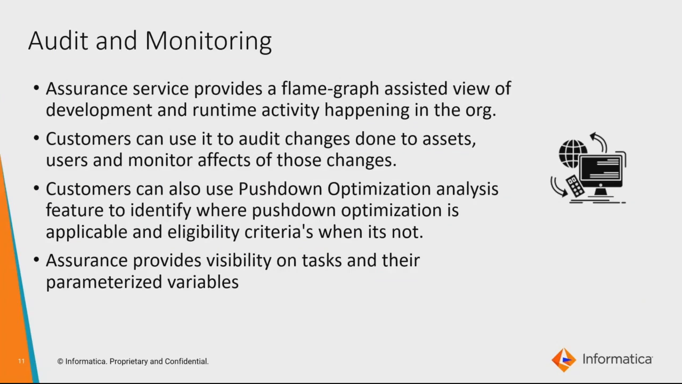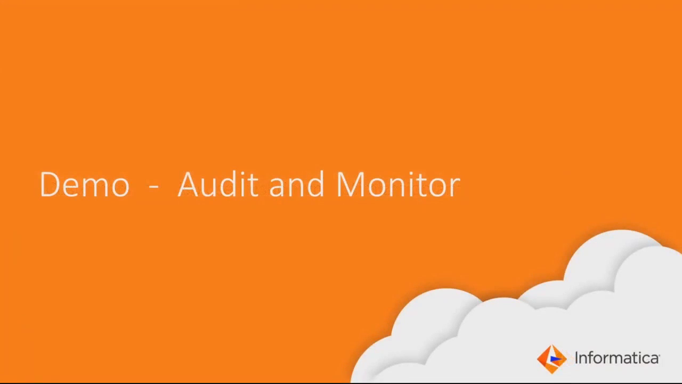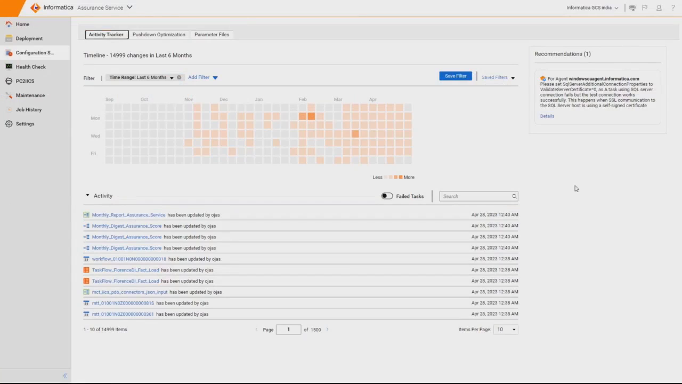Finally, Assurance also provides visibility on tasks and their parameterized variables by allowing you an option to upload parameter files from various agents, diff them, and see their effects on tasks. Let's see a quick demo of the same.